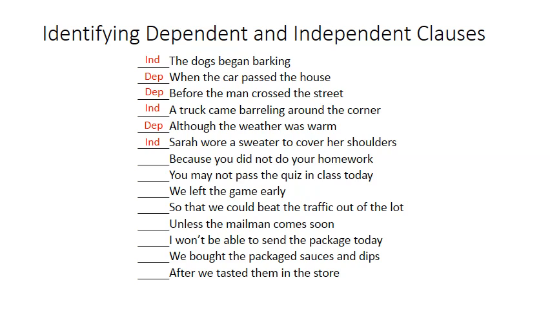Because you did not do your homework, dependent. You may not pass the quiz in class today, independent. We left the game early, independent. So that we could beat the traffic out of the lot, dependent. Unless the mailman comes soon, dependent. I won't be able to send the package today, independent. We bought the packaged sauces and dips, independent. After we tasted them in the store, dependent. Okay? Next we're going to look at what those subordinating conjunctions are.